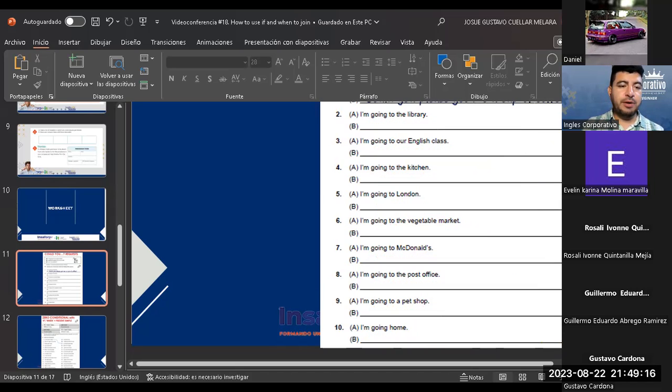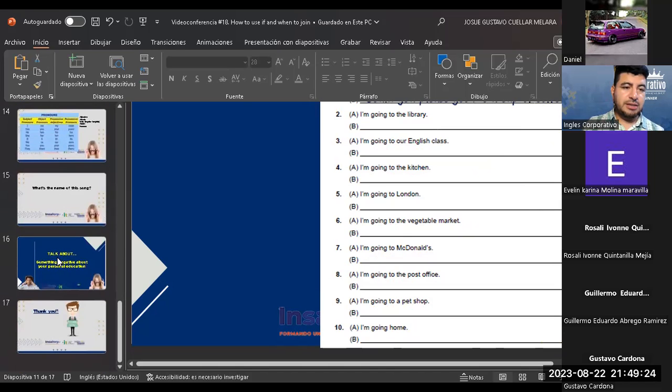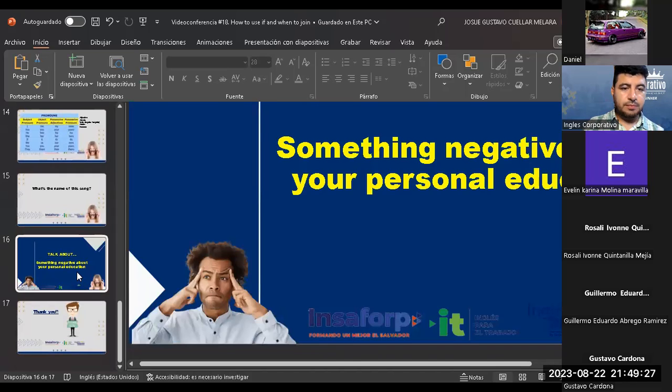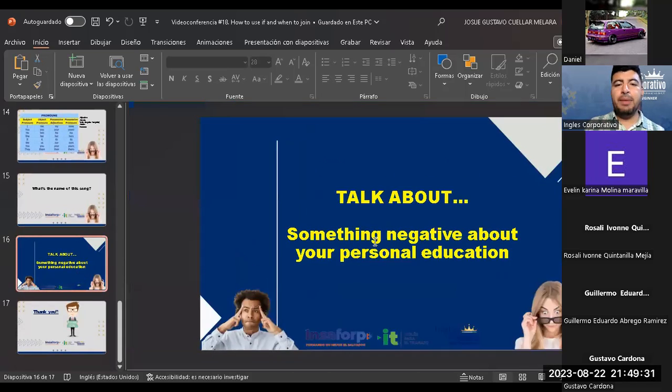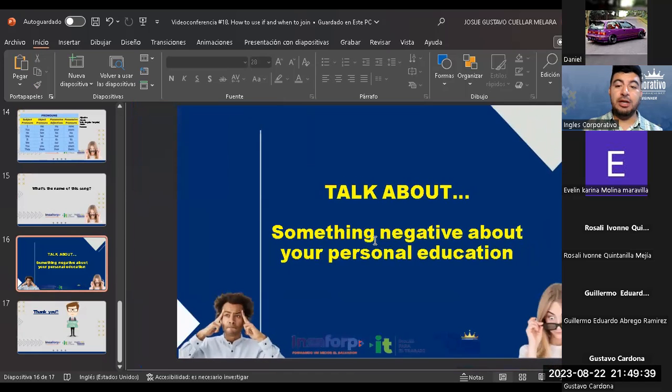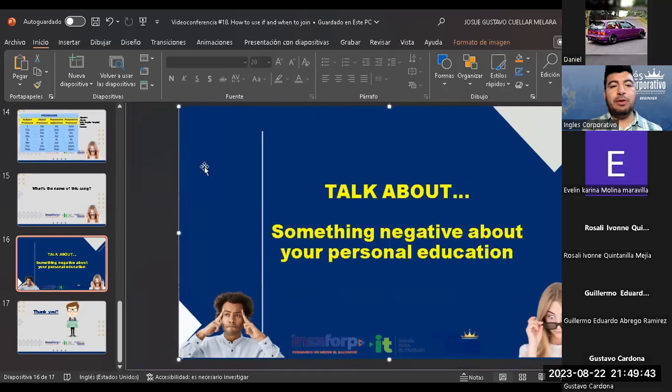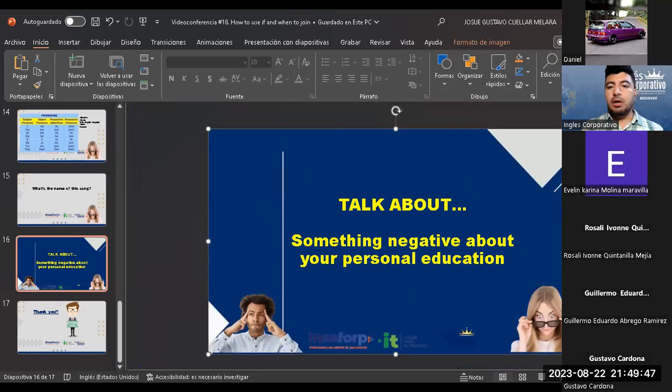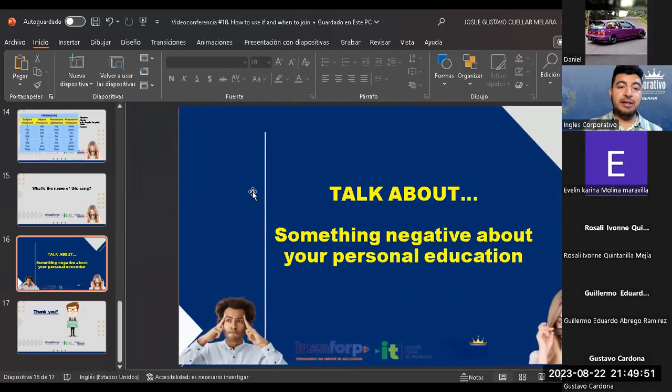Let's move to the other part of this. We're about to finish. Just 10 minutes. Okay. And here we have to talk about something negative about your personal education. When I say personal education, I mean the things that you experience at school. If you studied in a public school, if you studied in a private school, or if you study far away from home. So let's talk about negative aspects about your personal education related to schools, related to the teachers. Okay, could it be, for example, one reason?